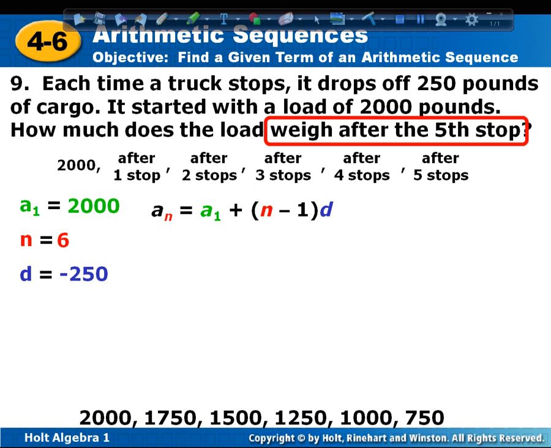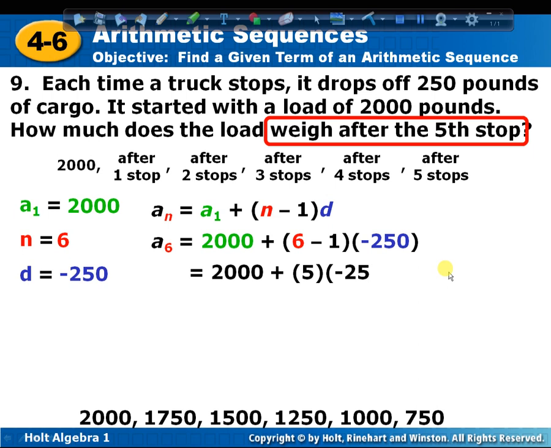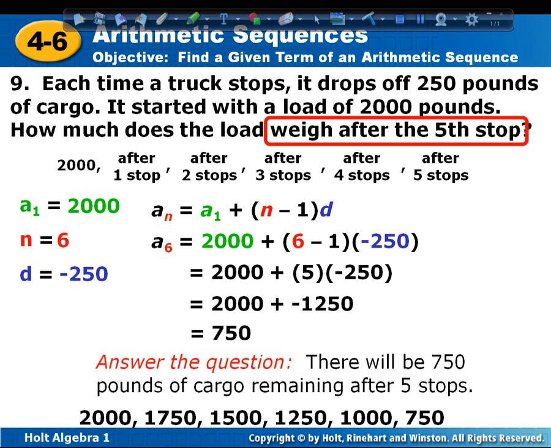So I'm just going to use my formula and figure out how much I'm still going to have left in pounds after my 5th stop. So I'm going to say 2,000 because that's what I started with, plus, and again, your N is 6, minus 1 times negative 250. 6 minus 1 is 5, and 5 times negative 250 is negative 1,250. If I add that to 2,000, I get 750. So there are 750 pounds of cargo remaining after the 5th stop. So after they hit stop number 5, there would only be 750 pounds left.